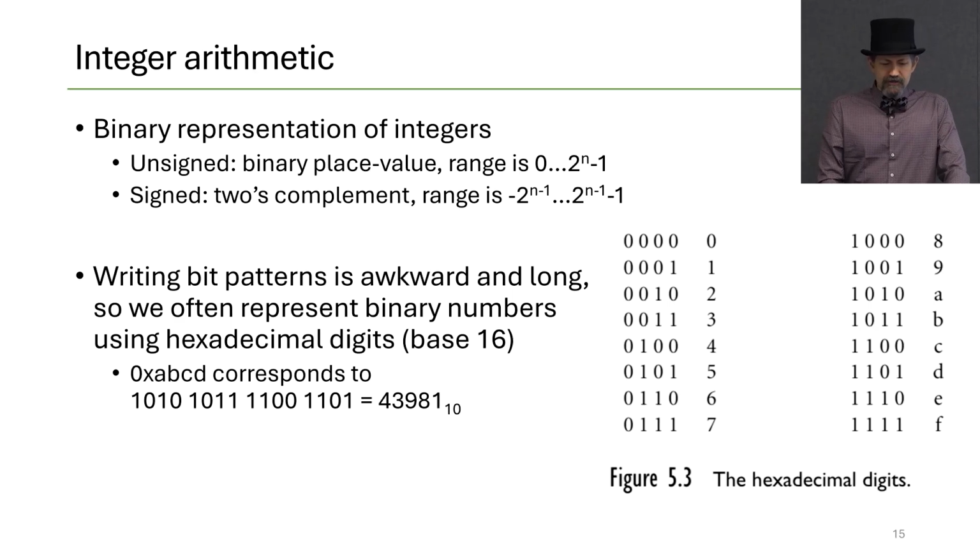Writing bit patterns can be awkward and long, right? Lots and lots of ones and zeros. So when we talk about binary numbers, we often represent them using hexadecimal digits, or base 16. And in figure 5.3 here on the right, from the textbook, you can see how these are represented. So 0 would be 4 zeros, 1 would be 3 zeros followed by a 1, and so on with binary notation. Once we get to the number 10, we're going to use A for that, and then B for 11, C for 12, D for 13, E for 14, and F is 15.